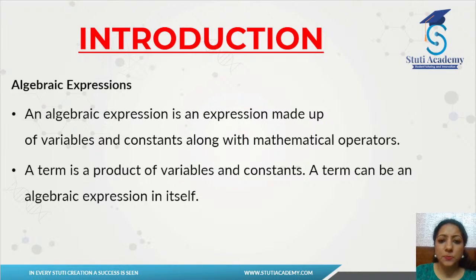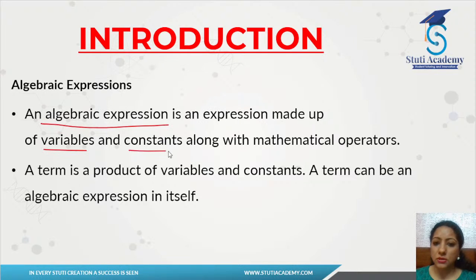An algebraic expression is an expression made up of variables and constants along with mathematical operators. So right now I'm talking about algebraic expressions. That means we have plus, minus, division signs in between. Now, a term is a product of variables and constants. A term can be an algebraic expression in itself.